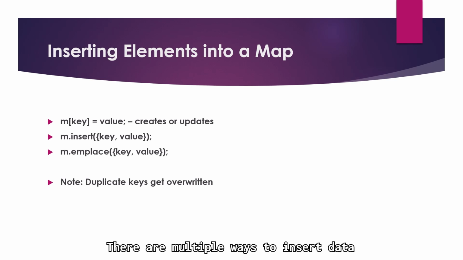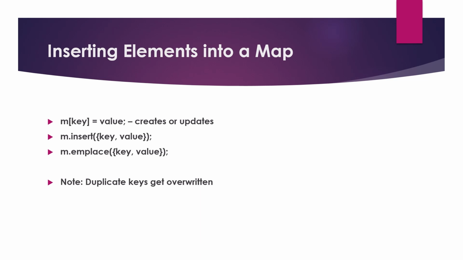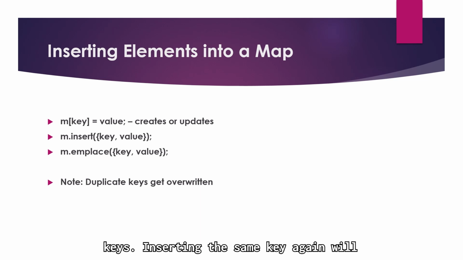There are multiple ways to insert data into a map. The simplest way is using the subscript operator, m[key] = value. If the key does not exist, this creates a new entry. If it does, it updates the existing value. You can also insert using m.insert({key, value}), or even better, use emplace for efficiency: m.emplace(key, value). Why is emplace better? Because it constructs the pair in place, avoiding a copy or move. A key point to remember: maps don't allow duplicate keys. Inserting the same key again will not add a second entry.